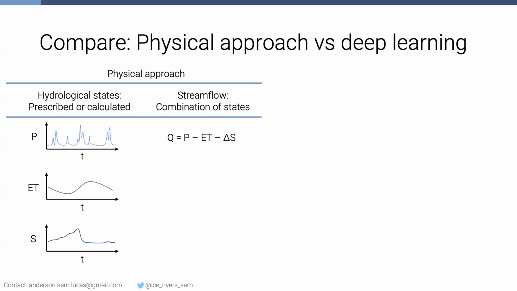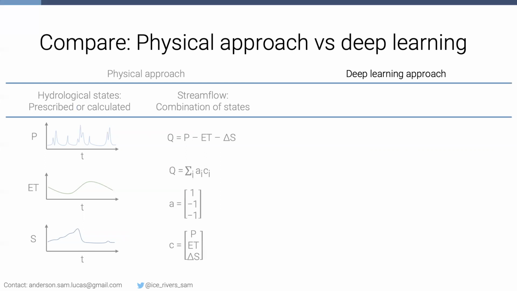To begin, we can consider the building blocks of both process-based and deep learning models. From a physical approach, we might build a model from a water balance, where we prescribe or calculate components such as precipitation, evapotranspiration, and storage. Then, streamflow can be calculated as a combination of these quantities. We could also write this equation in summation notation, where C contains the 3 prescribed states and A contains a scaling factor.